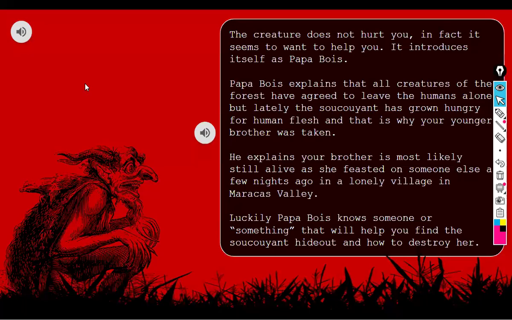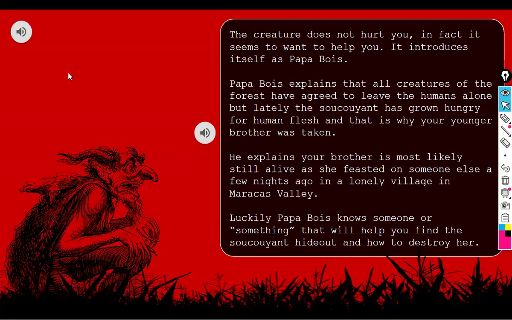Papa Boys explains that all creatures of the forest have agreed to leave the humans alone, but lately the succulent has grown hungry for human flesh, and that is why your younger brother was taken. He explains your brother is most likely still alive, as she feasted on someone else a few nights ago in a lonely village in Muraka Valley. Luckily Papa Boys knows someone or something that will help you find the succulent hideout and how to destroy her.